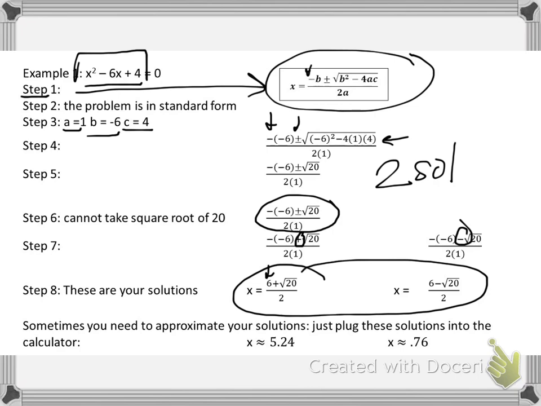That's it. All right, sometimes you need to approximate. All you have to do is plug it into your calculator. Plug in 6 plus square root of 20 and hit enter, and then divide by 2. Then do 6 minus square root of 20, hit enter, divide by 2. You can also do this on your phone calculator.